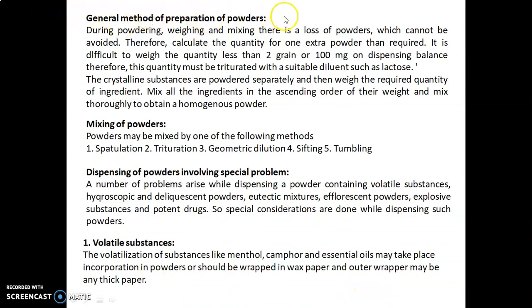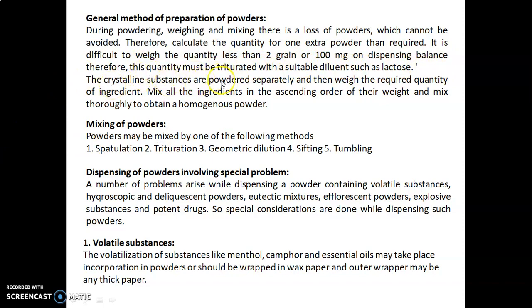General method of preparation of powders. During powdering, weighing and mixing, there is a loss of powder which cannot be avoided. Therefore, calculate the quantity for one extra powder than required. It is difficult to weigh a quantity less than 2 grain or 100 milligram. As we know, 1 grain is equal to 60 milligram. On a dispensing balance, therefore, this quantity must be triturated with a suitable diluent such as lactose.